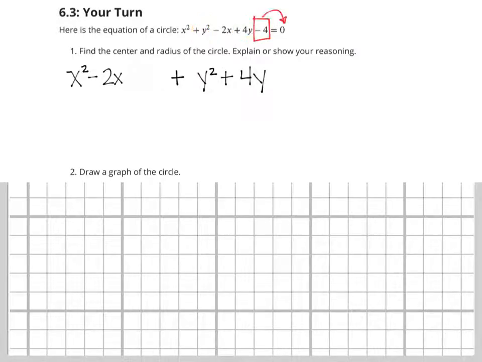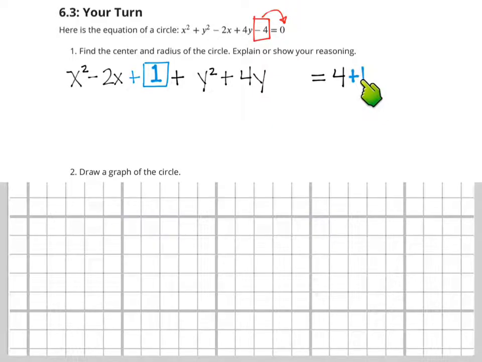And now we have to throw the negative 4 to the other side, meaning we add 4 to both sides. You don't just throw it over, so you're adding 4 to both sides of the equation, and that gets us to equal 4. We're trying to figure out what we would add to complete this to make a perfect square trinomial. So what goes in this box? Well, we take half of negative 2, which is negative 1, and we square it, and we get positive 1. But if we put positive 1 on the left side, we have to put positive 1 also on the right side.